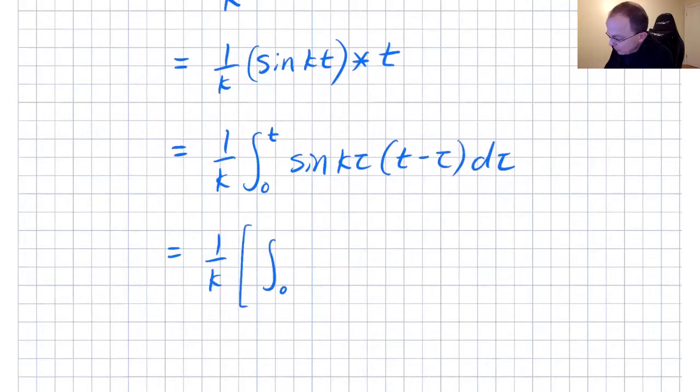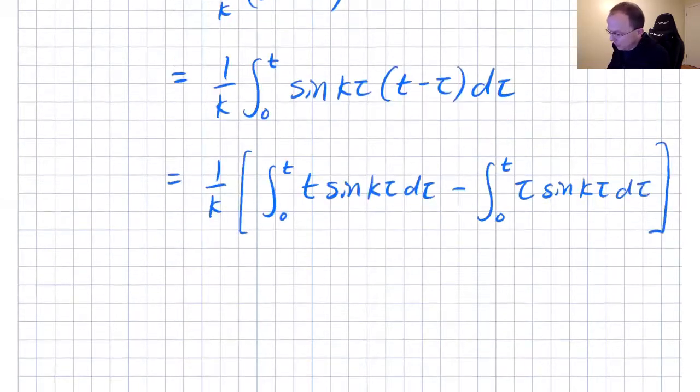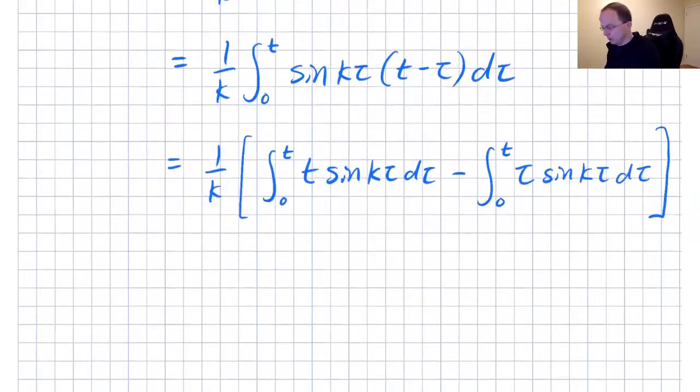So let's write this one out first. So we have the integral of t sine k tau d tau minus the integral from 0 to t of tau sine k tau d tau. I guess the other way would have been equally nice to do. So whichever way you want, but it's nice to just have sine k tau there. Okay.